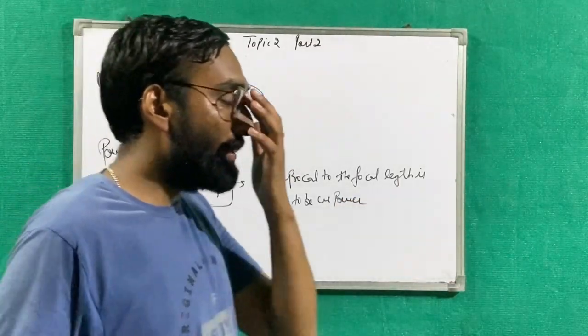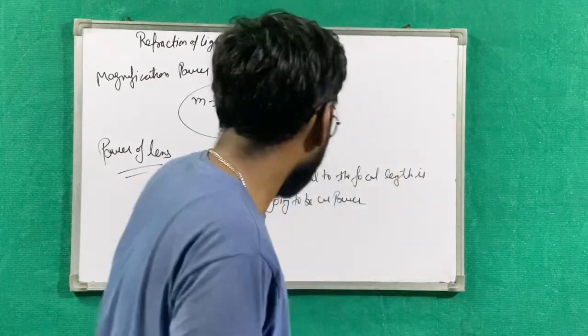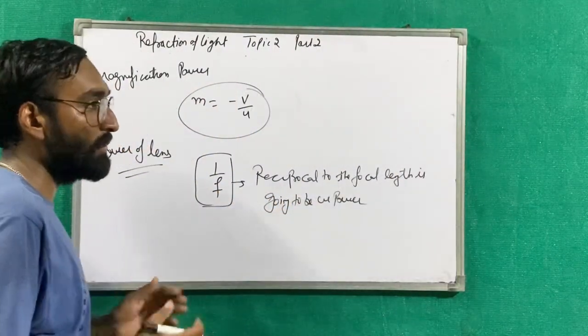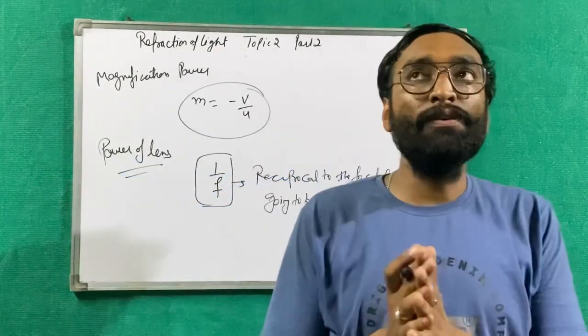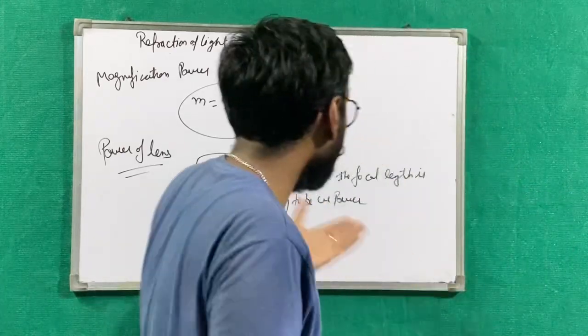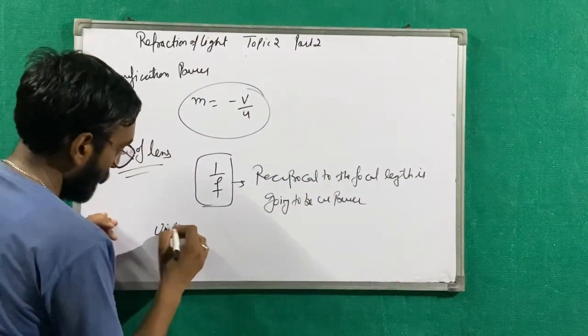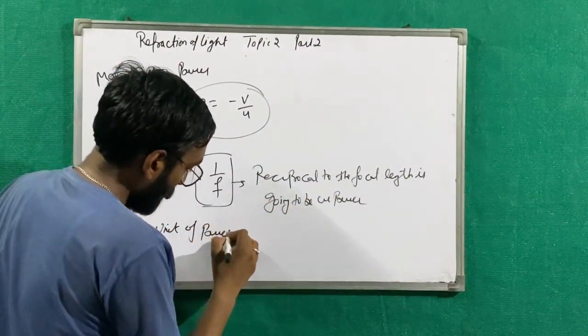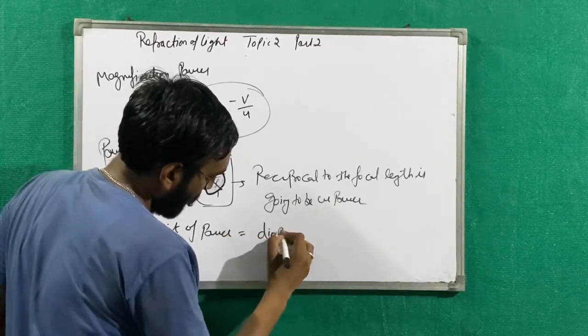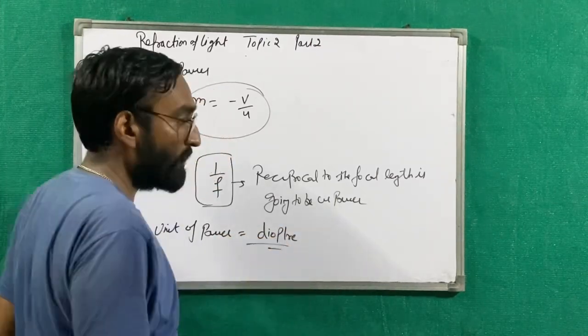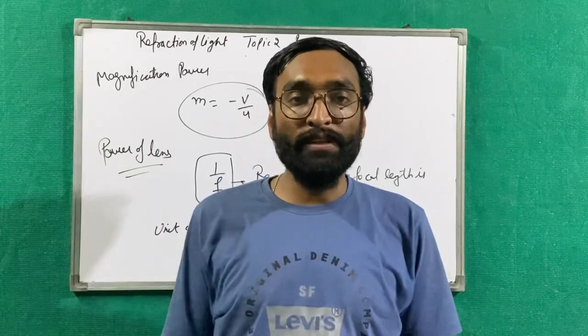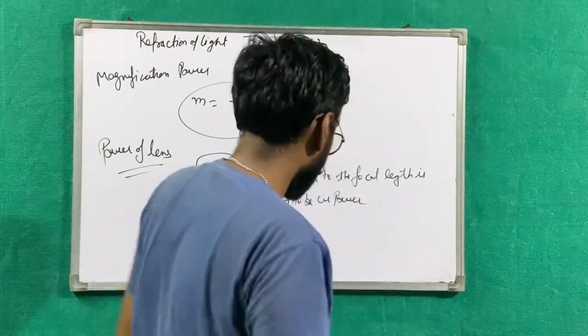So with this our topics are over. If a question comes on the unit of power, what is going to be the unit? The unit of power is the diopter in lens.